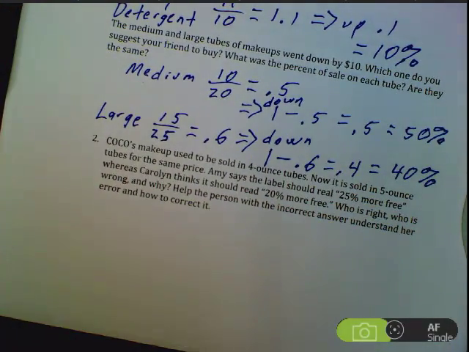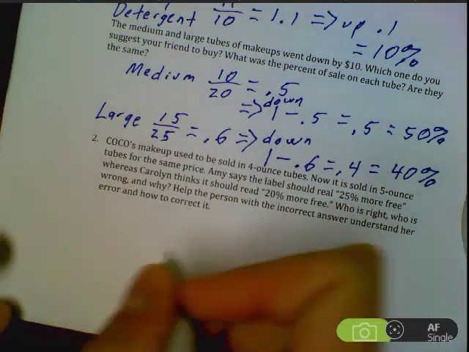Coco's makeup, which is my personal favorite kind of makeup, used to be sold in 4-ounce tubes, not tubs, and now is sold in 5-ounce tubes for the same price. Amy says the label should read 25% more free, whereas Carolyn thinks it should read 20% more free. Who is right, who is wrong, and why? This is the kind of thing you see at stores all the time, right? Like with toothpaste, 25% more. And of course, me being a math geek, I always check the ounces to make sure they got it right. But let's take a look.